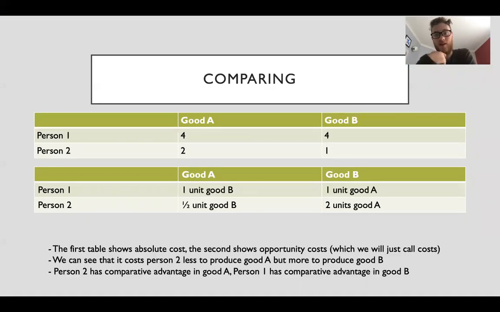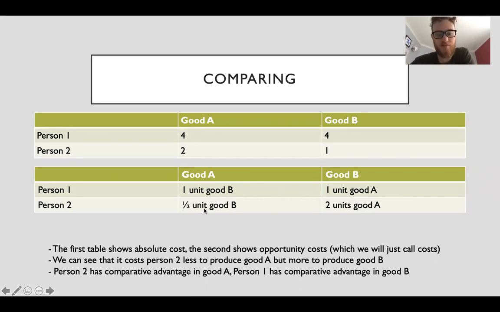So here I did a quick little comparing. You have the first table, which is the absolute advantage, absolute costs. So you see person one can do 4 good A per hour, 4 good B per hour. Person two can do 2 good A per hour, 1 good B per hour. And then the second one, I have the opportunity costs. So you can see you do 4 over 4, 4 of good A divided by 4 of good B per hour. You get 1 unit of good B per unit of good A. Same thing for both good A and good B for person one.